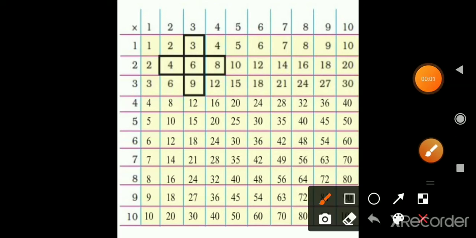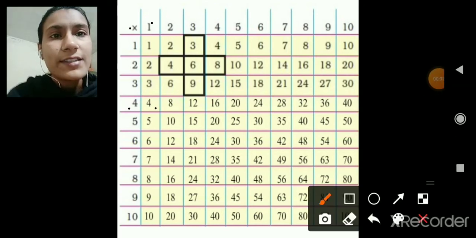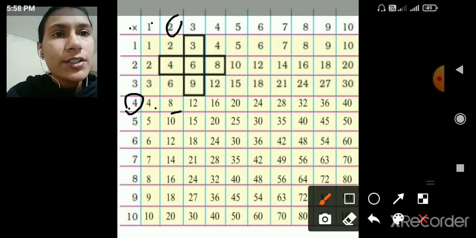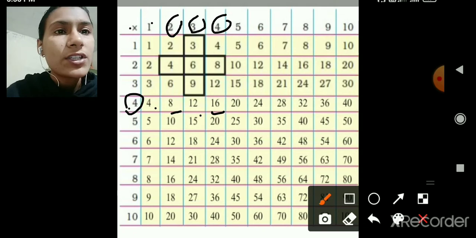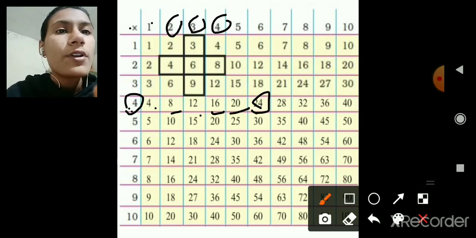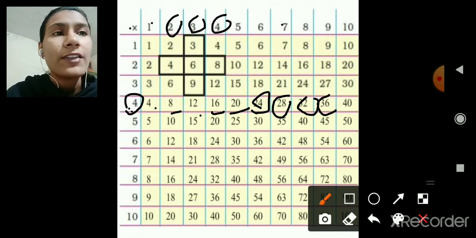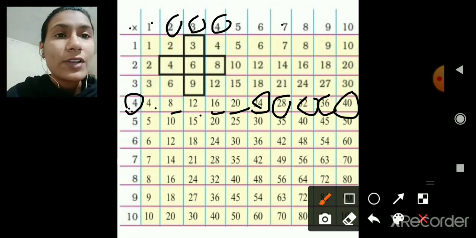So 4 multiplied by 1 is equal to 4, 4 1's are 4, 4 2's are 8, 4 3's are 12, 4 4's are 16, 4 5's are 20, 4 6's are 24, 4 7's are 28, 4 8's are 32, 4 9's are 36, and 4 10's are 40. So like this you have to write in your textbook.